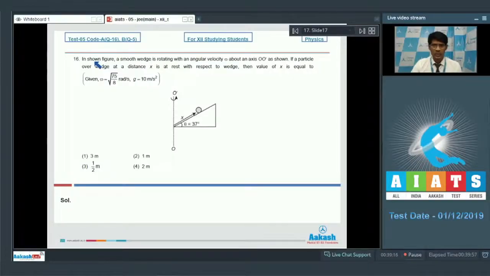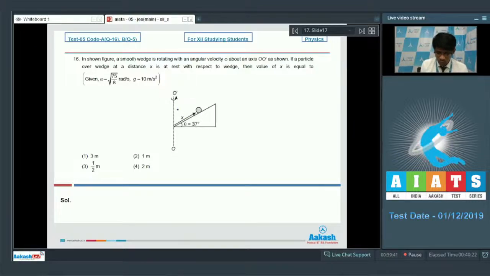Here in question number 16, in the shown figure, a smooth wedge is rotating with an angular velocity omega about an axis OO dash. If the particle over the wedge at a distance x is at rest with respect to the wedge, then the value of x is equal to? Omega has been given to be equal to square root of 75 by 8 radian per second and g to be taken as 10 meter per second square. I'm just writing down the free body diagram here itself.